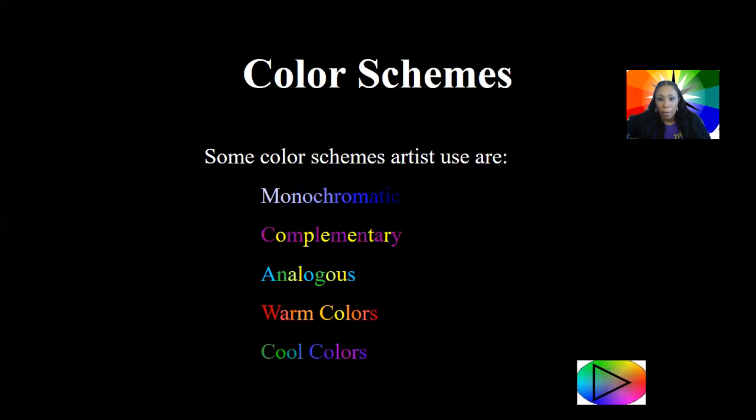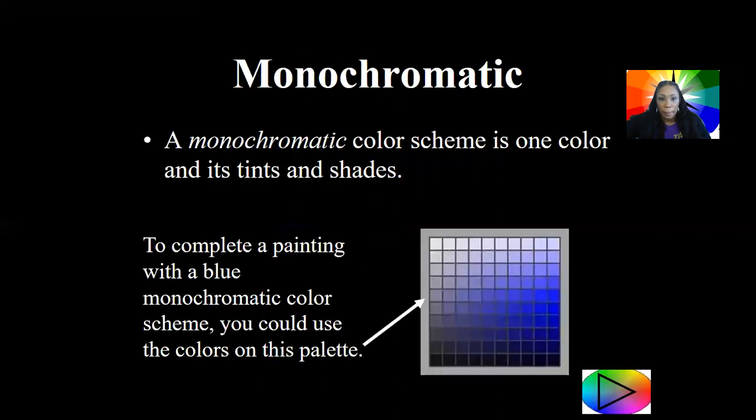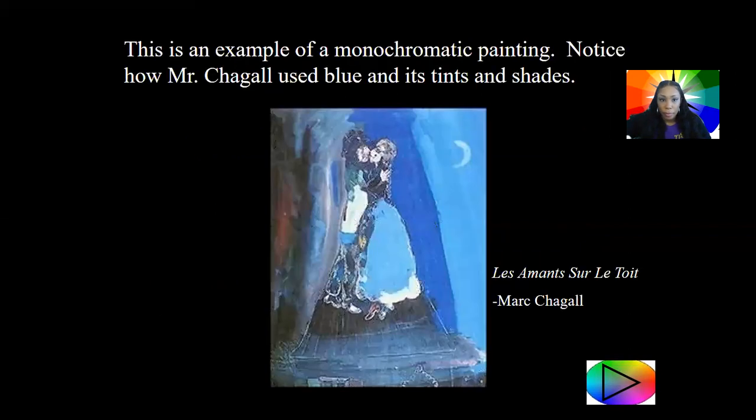Now we're going to understand that there's different types of color schemes. You do need to know for your final exam, monochromatic color scheme means tints and shades of one color. Okay, so it's one color using tints and shades. You can see an example of that there. This is an example of Marc Chagall's work using tints and shades of blue.